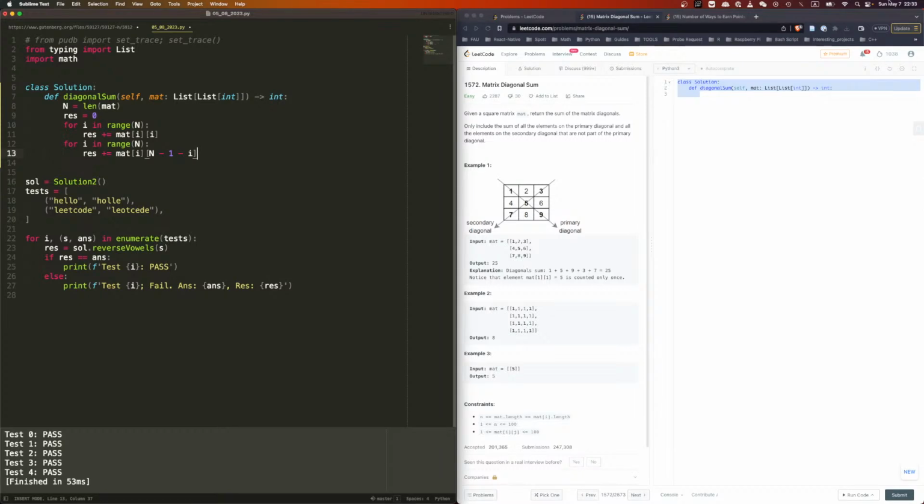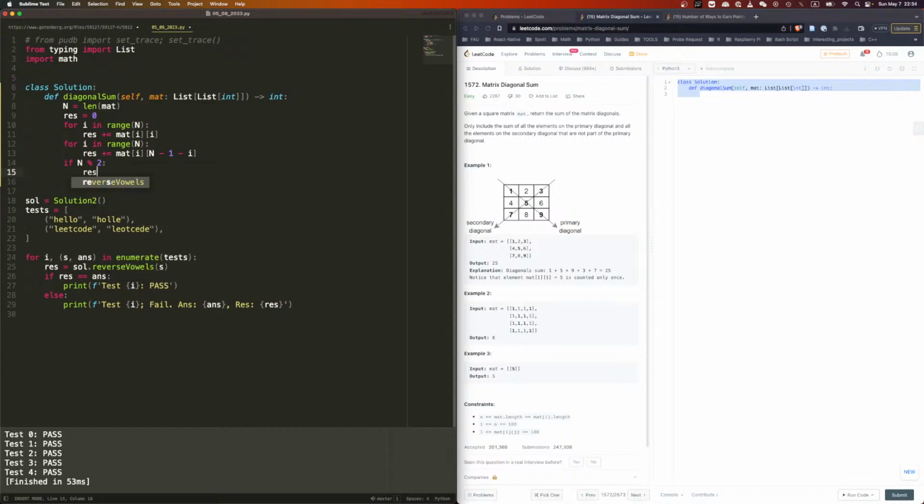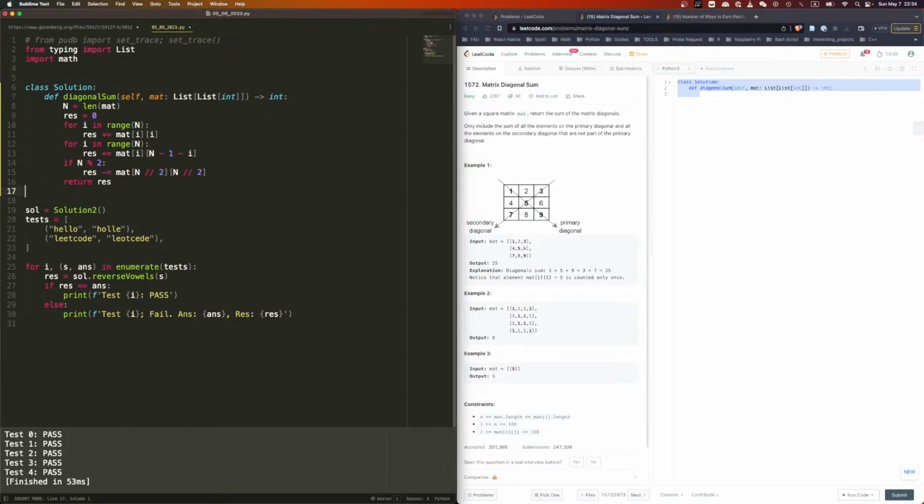Because we start i is 0, n is 3, 3 minus 1 is 2, 2 minus 0 is 2, so we start with 0, 2, and then i becomes 1, and then 2 minus 1 is 1, and then i becomes 2, then 2 minus 2 is 0. So we do that, and then we say if n is odd, then res minus equal to mat[n//2][n//2]. Like this, we have 3 divided by 2 is 1, so 1,1, we have to remove the double count, then we return res.